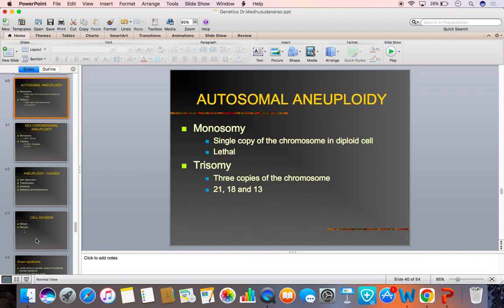This particular situation is lethal. Autosomal monosomy is lethal. Okay? Trisomy. There are three copies of the autosomes. We are talking about autosomal aneuploidy. So autosomal monosomy is lethal. The baby won't survive. Trisomy, you know very well. There are three copies of the autosomes. For example, it could be 21, that is Down syndrome, chromosome 18 or chromosome 13.